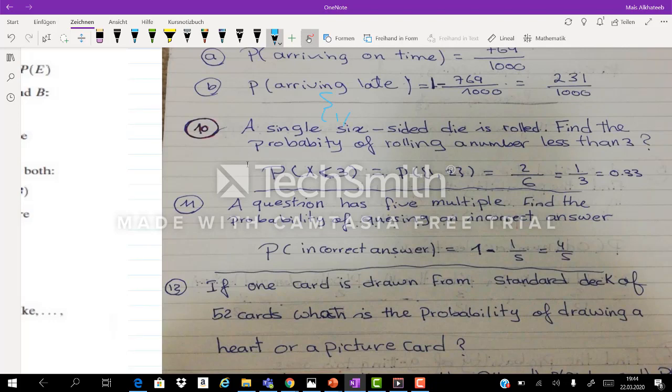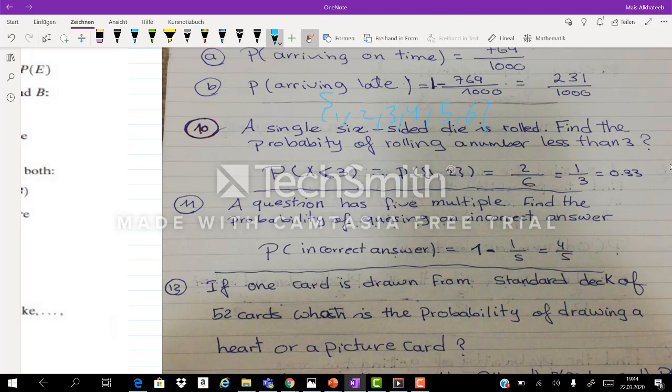فهي 1 2 3 4 5. هذا هو sample space of the die. أوكي، ونحن حناخذ الأعداد اللي أقل من 3. اللي أقل من 3 هو 1 و2 بس، ف2 على 6.